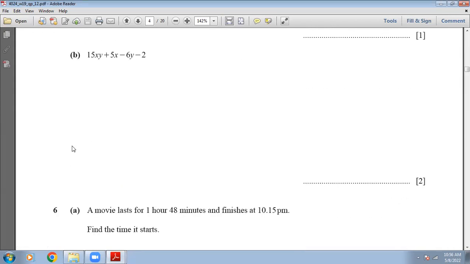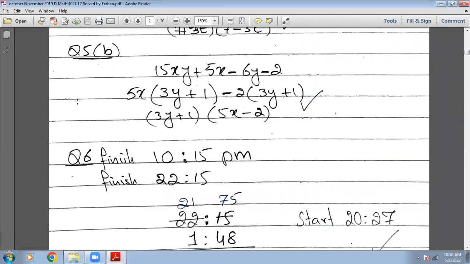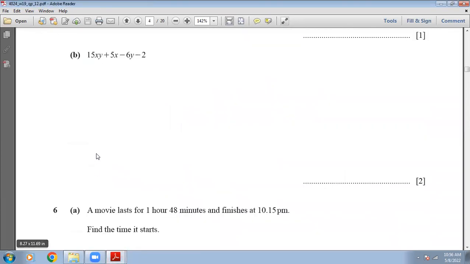The next question is to factorize 15xy plus 5x minus 6y minus 2. It's a 4-term expression, and you have to factorize it. From the first 2 terms, I will take 5x common, so you are left with 3y plus 1. From the last 2 terms, I will take minus 2 common, and you are left with 3y plus 1. Now this bracket 3y plus 1 is common. From here, I will have 5x, and from here, I will have minus 2. I have checked this answer from the marking scheme. It's good to go. Okay, so we are going to the next question.